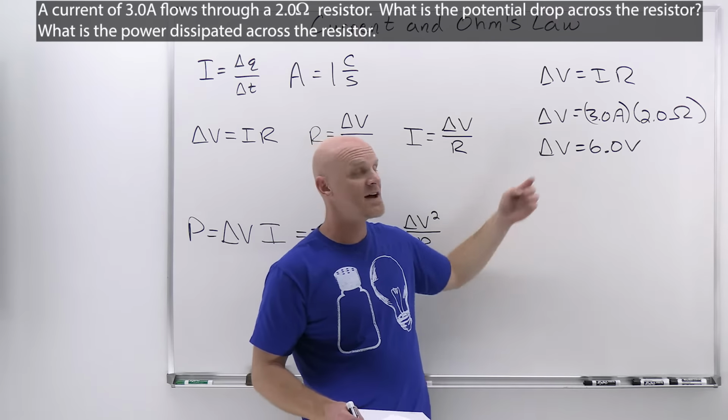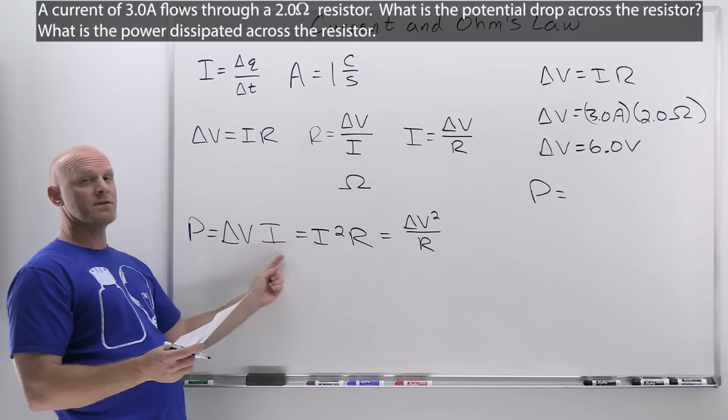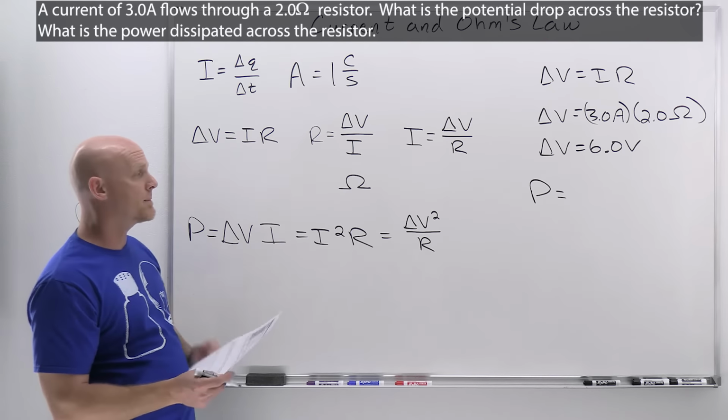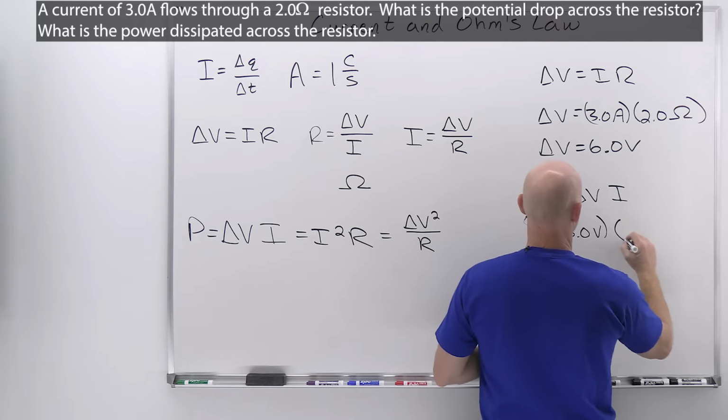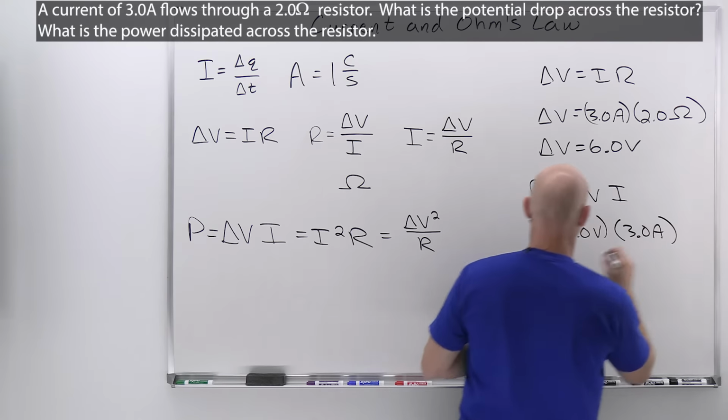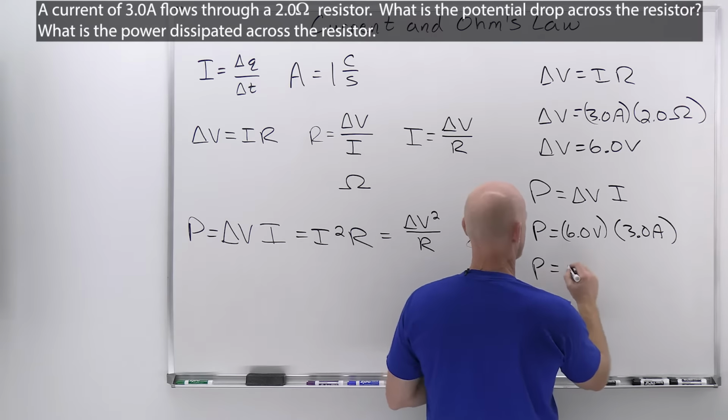And we've got 3 different equations we could use now that we know delta V here. And we know all 3. We could actually use any one of these 3, but I like the one that doesn't involve squaring anything because it usually involves lower numbers. And that's what I'm going to use here. So delta V times I, which in this case is that 6.0 volts, times our 3.0 amps. And that is a power being dissipated of 18 joules per second, or watts.